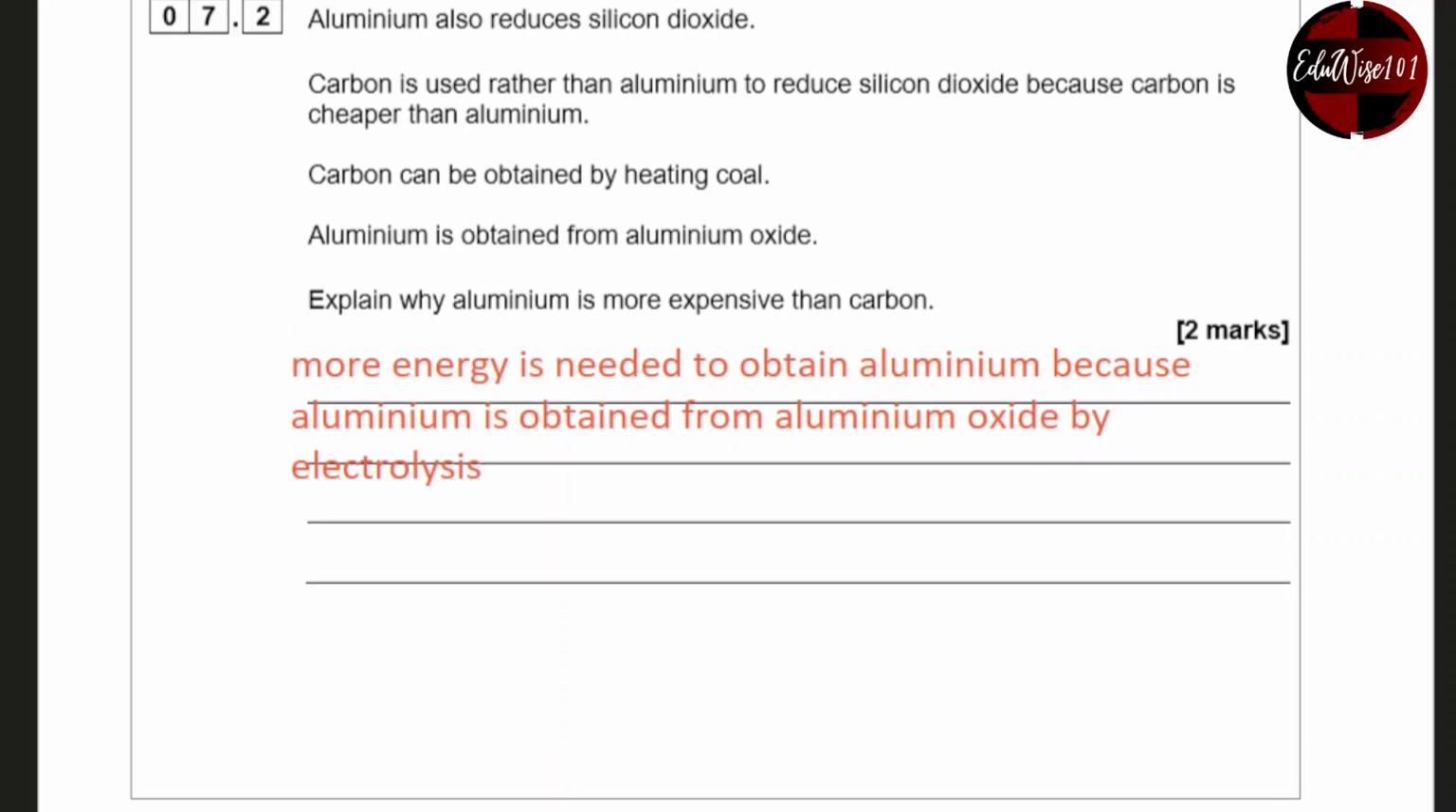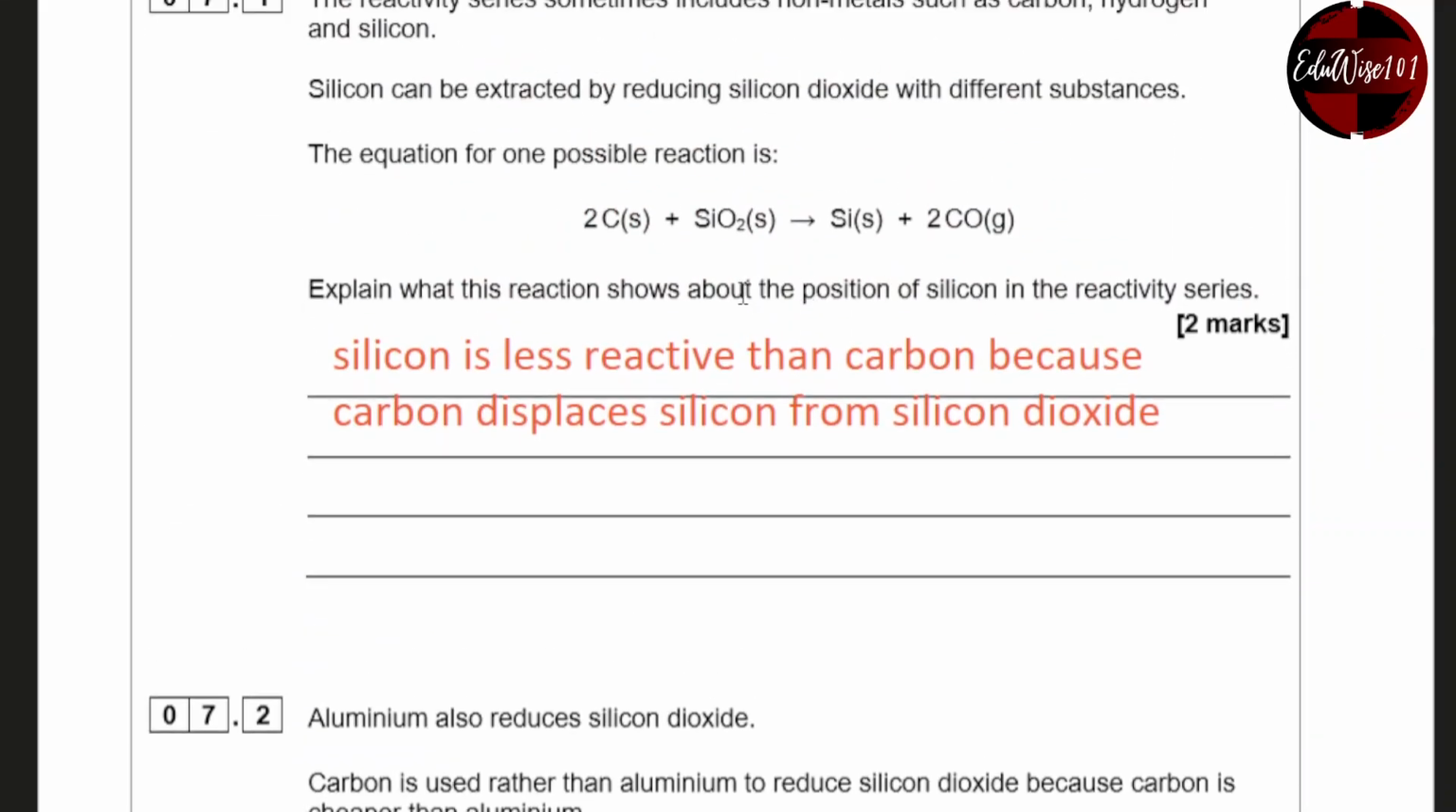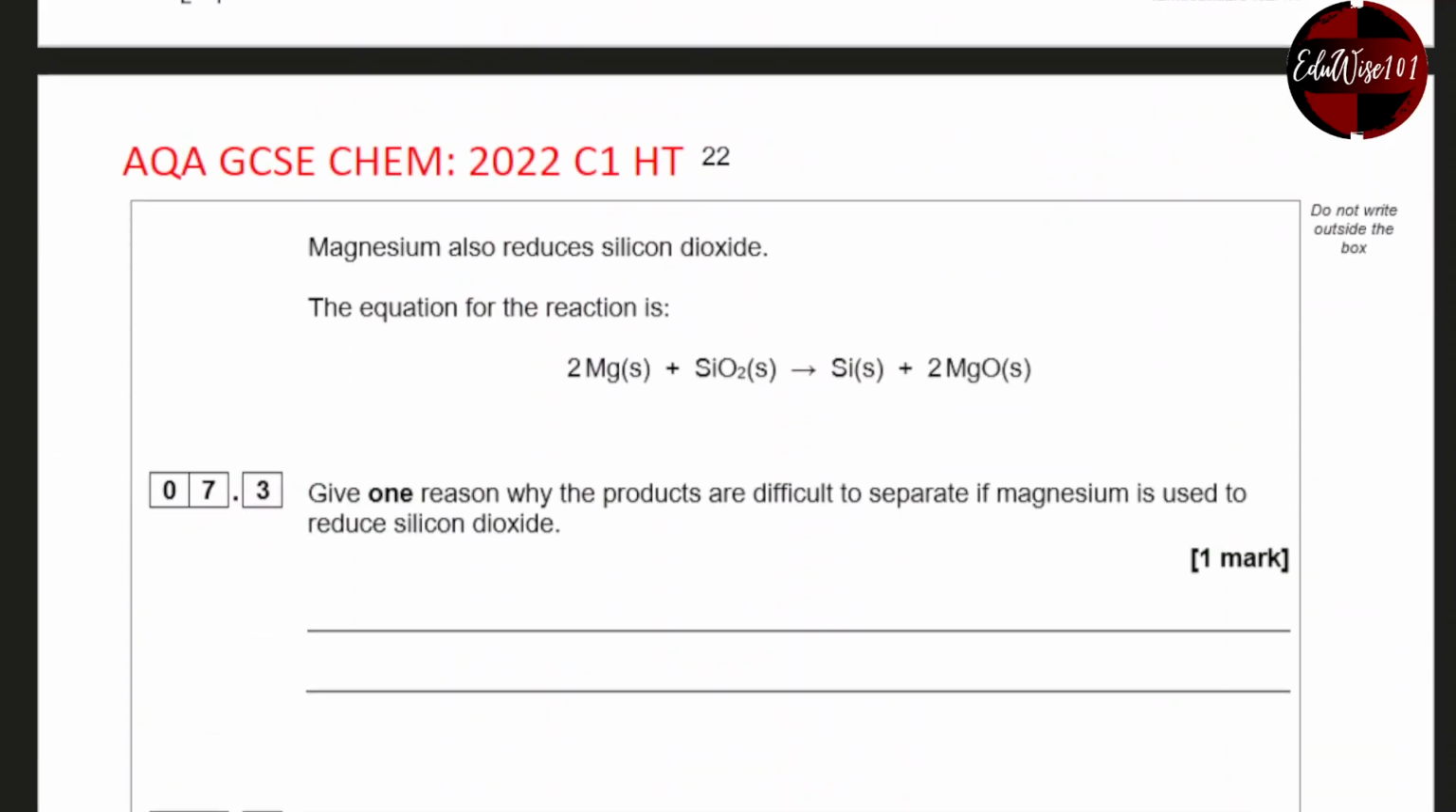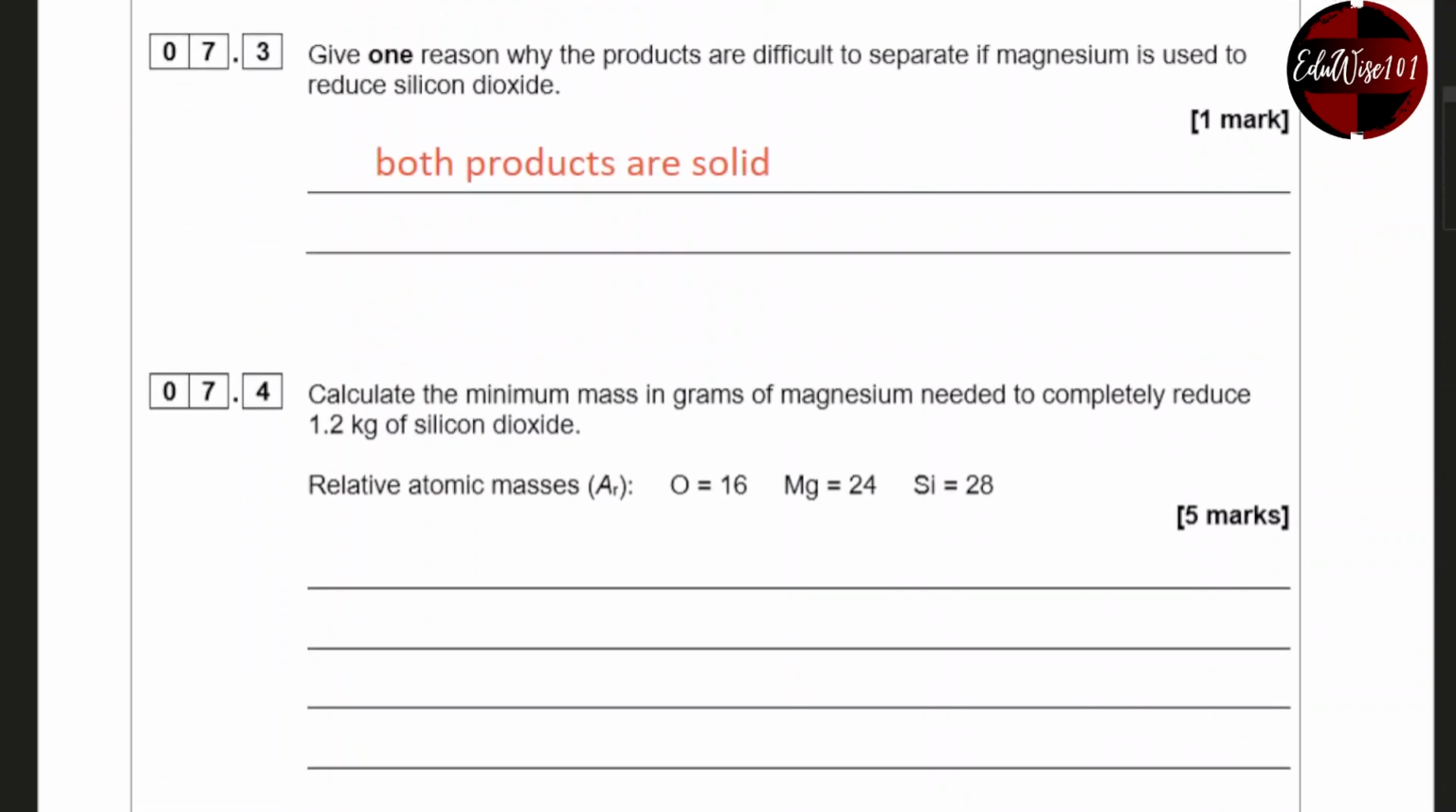Now, in the above process, when you're reacting carbon with silicon dioxide, the silicon is a solid and the carbon monoxide is a gas, so that can easily be removed, leaving just the silicon on its own. Here, if you react it with magnesium, because both of these products are solids, you will have to involve a different process to separate them out. So both products are solid, hence it's difficult to separate them out.